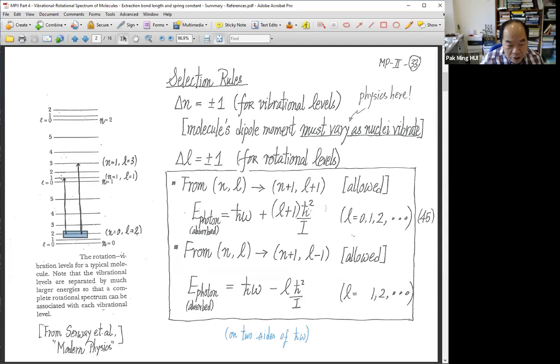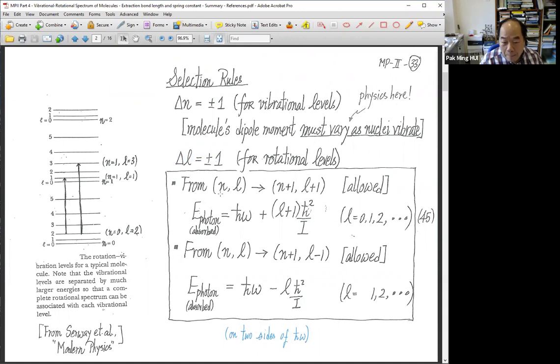You have two choices. You can go up in the vibrational level, but then you have a choice on L. You can go to L equals 1, or go to L equals 3. So you see, even starting from here, there will be two separated lines. One is lower in energy, one is higher in energy in terms of absorbing the infrared photon. So it is easy to use the formula to work out. You have delta n being plus minus 1, and delta L being plus minus 1.